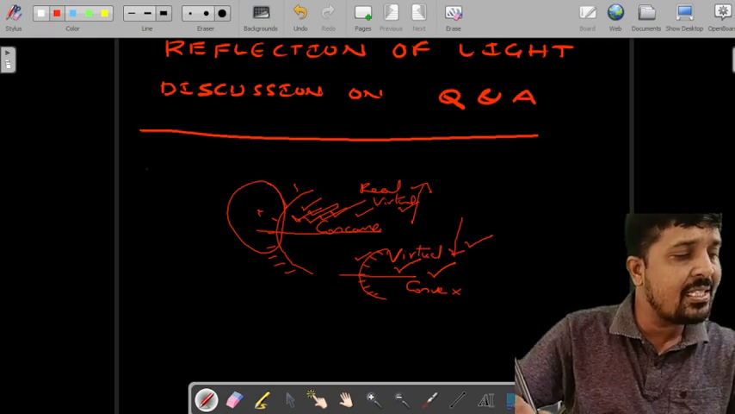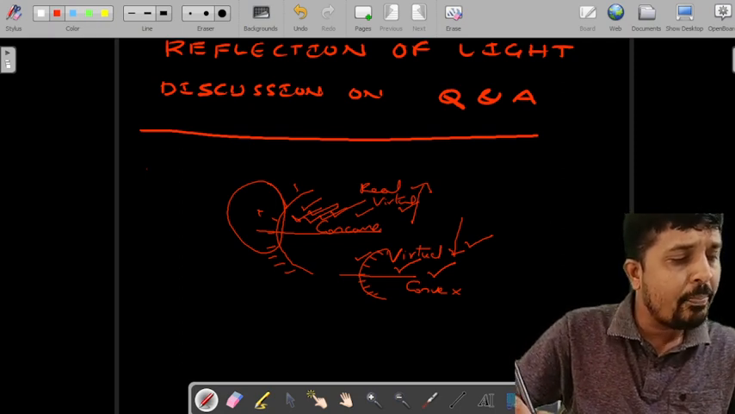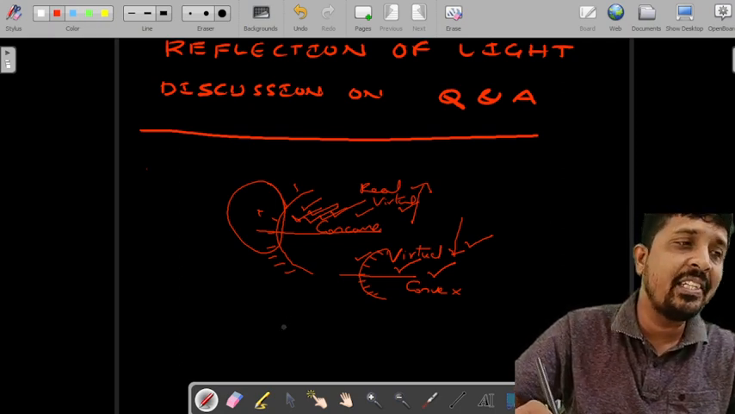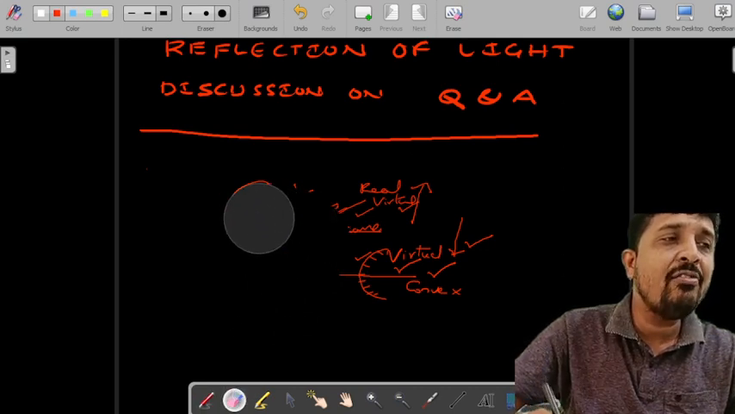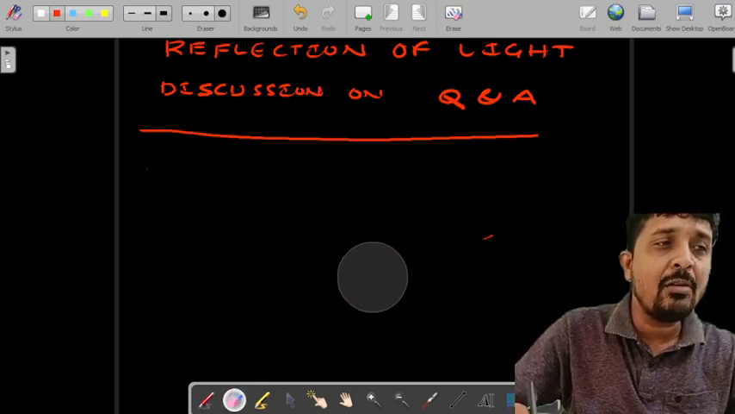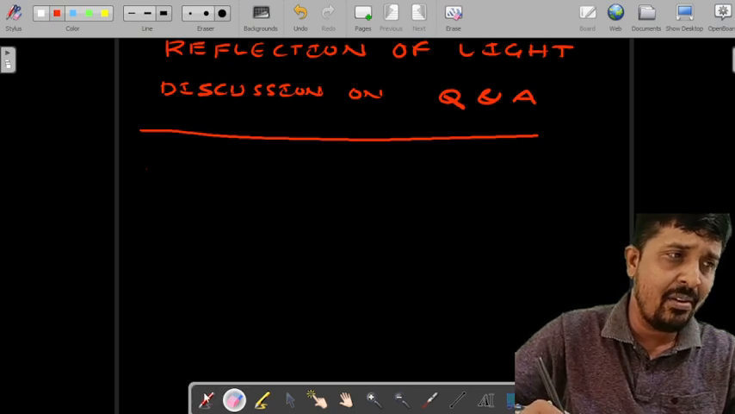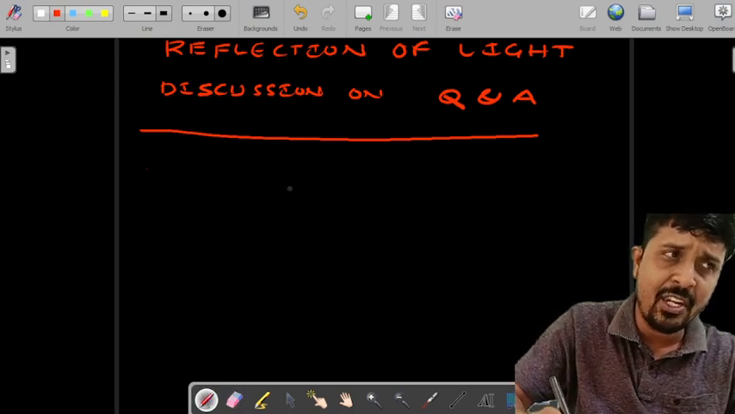The next one is, write the mirror formula and explain the terms present in it. What is the mirror formula? And we are going to explain the terms present in it. So just remember the mirror formula. Just revise what the mirror formula is.